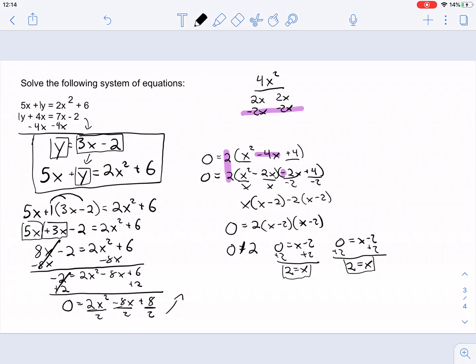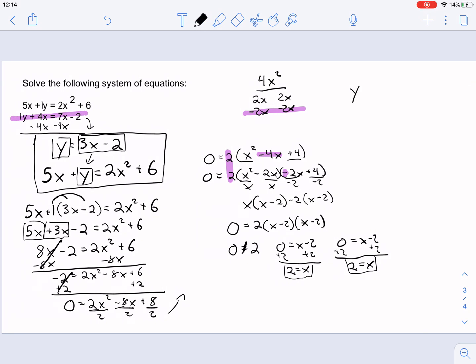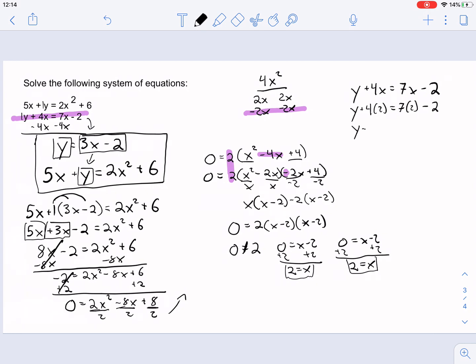Now I also have to find y. So I'm going to pick the linear equation, and I always want to pick the equation from my beginning. So I have y plus 4x equals 7x minus 2. My x is 2, so I'm going to substitute that in. y plus 4 times 2 equals 7 times 2 minus 2. y plus 8 equals 14 minus 2. y plus 8 equals 12. I can subtract 8 from each side, and I get y equals 4. So my solution would be (2, 4).